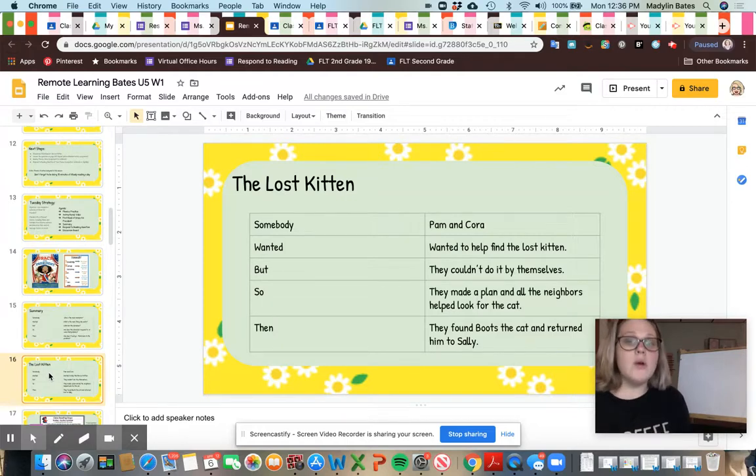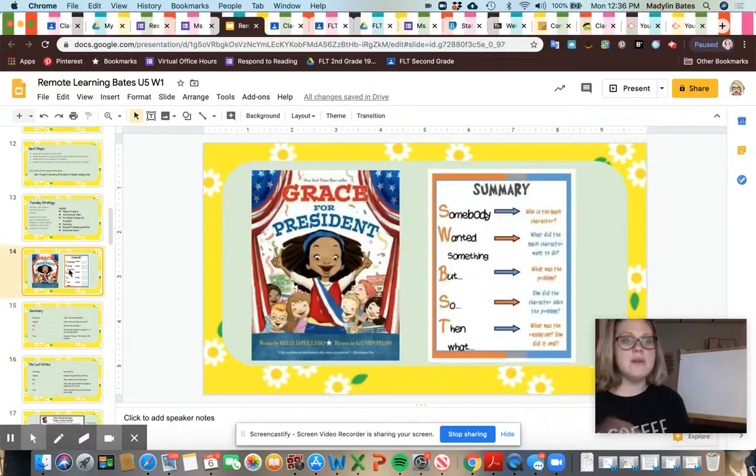So Pam and Cora wanted to help find the lost kitten, but they couldn't do it by themselves. So they had to make a plan, and all the neighbors had to help look for the cat. That ended up being the solution. Because all the neighbors helped look for the cat, then they found Boots the cat and returned him to Sally. If you can see, I've included about 4 or 5 important events in the story using this somebody wanted but so then method. We're going to be using that today while we read the story Grace for President.